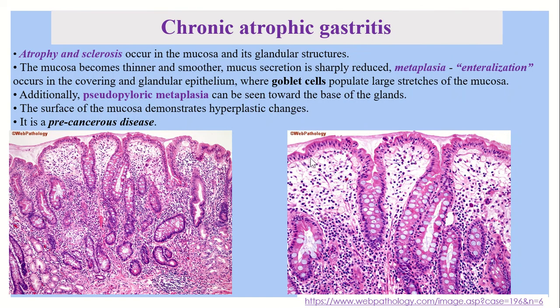Another type of gastritis is chronic atrophic gastritis. Here we can find the atrophy and sclerosis in the lamina propria. The major features of the chronic atrophic gastritis, together with the atrophy of the glands, are the finding of the metaplasia, especially the intestinal metaplasia with the goblet cells. Here we see the presence of abundant goblet cells in the stomach.